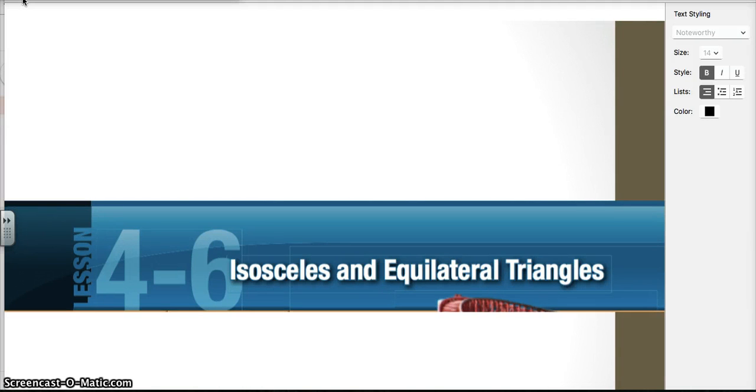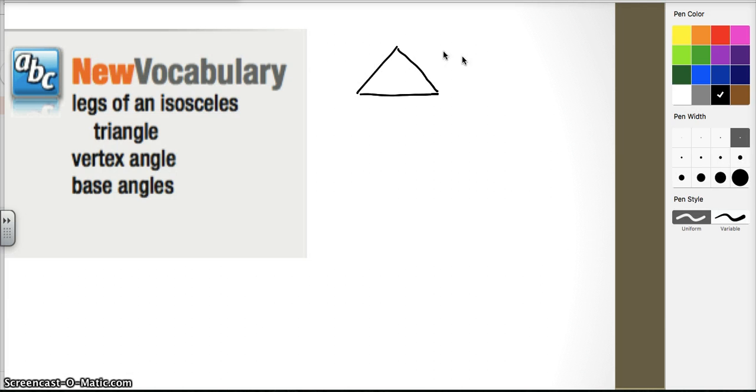Hey geometry friends, we are still in chapter 4 and what we're looking at is section 4.6. Today we're going to discuss isosceles and equilateral triangles. Okay, I've drawn a picture of an isosceles triangle.